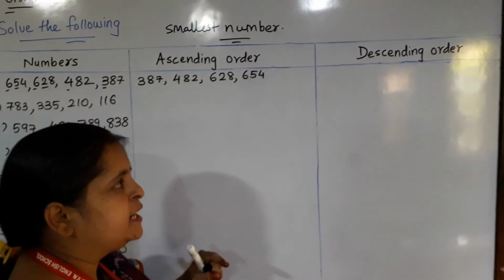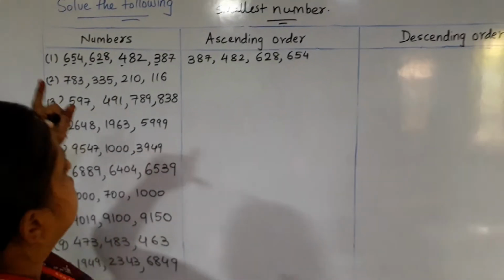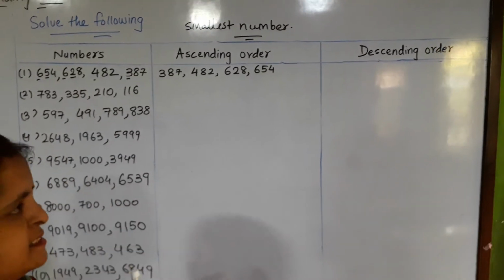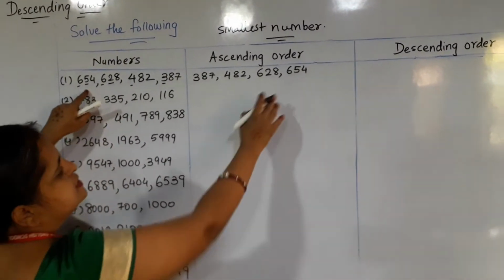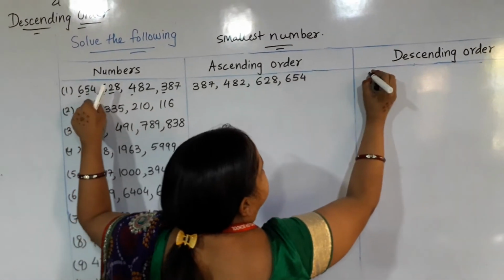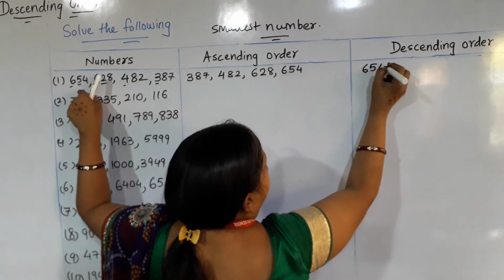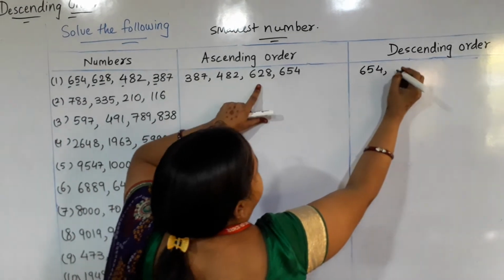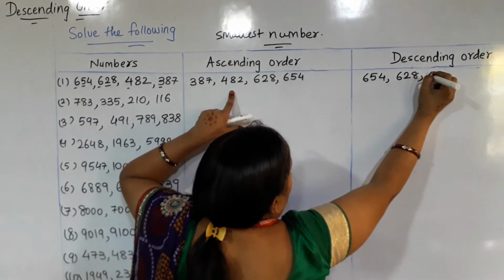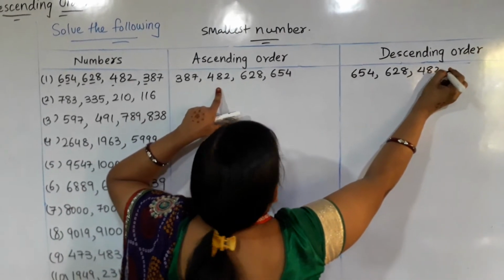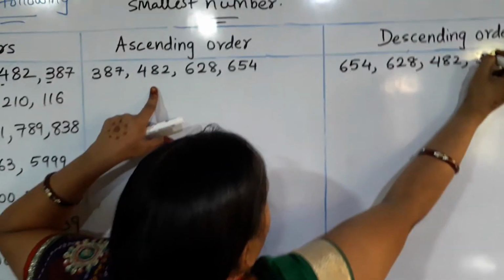Just like this we have to do the descending order. While doing descending order, what do we have to do? Firstly, we will write the highest number, the bigger number. Here we write 654 first, the biggest number. After that 628. Then 482 and 387.